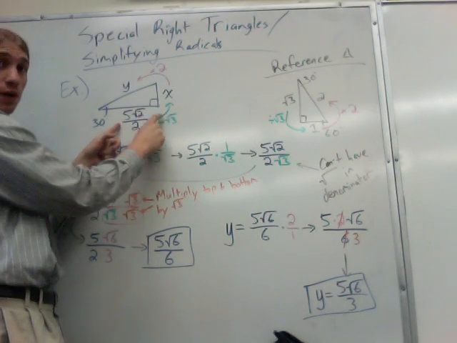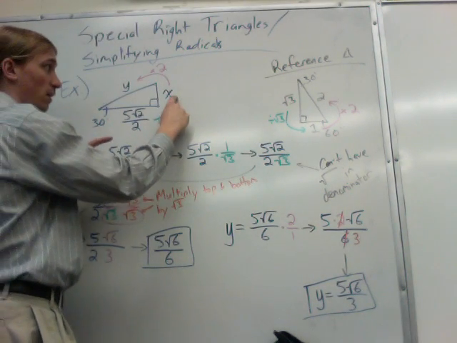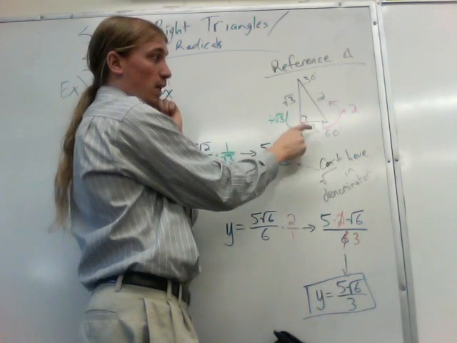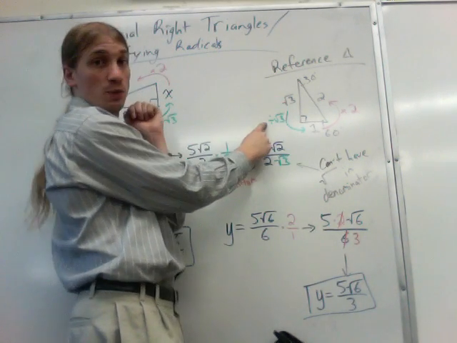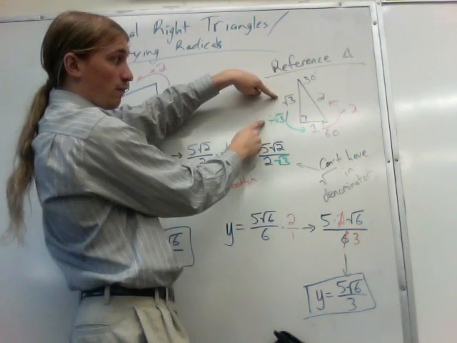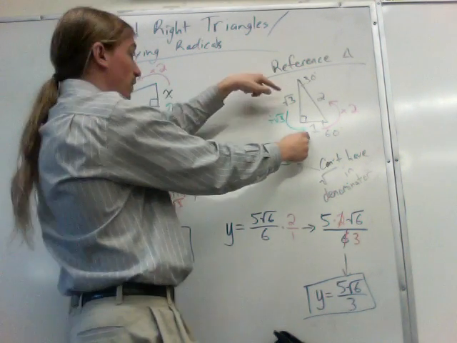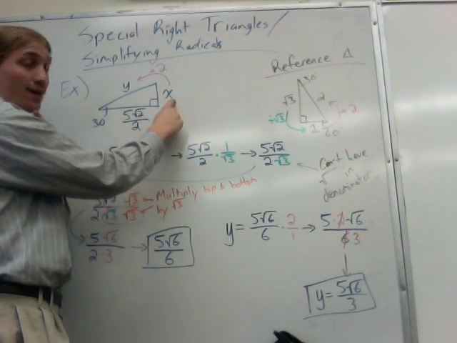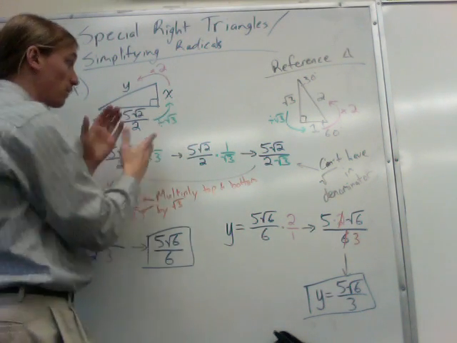So first, if I want to go from the medium side to the small side, I look at my reference triangle. To get from square root of 3 to 1, medium to small, I would divide by square root 3, because square root 3 divided by square root 3 is 1. So over here, I'm going to do 5 square root 2 over 2, divide by square root 3, and that'll give me x. So I set that up.